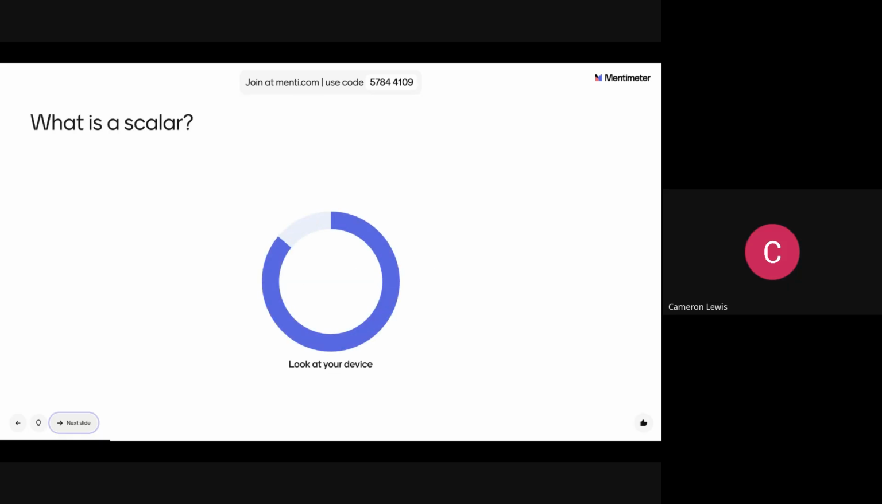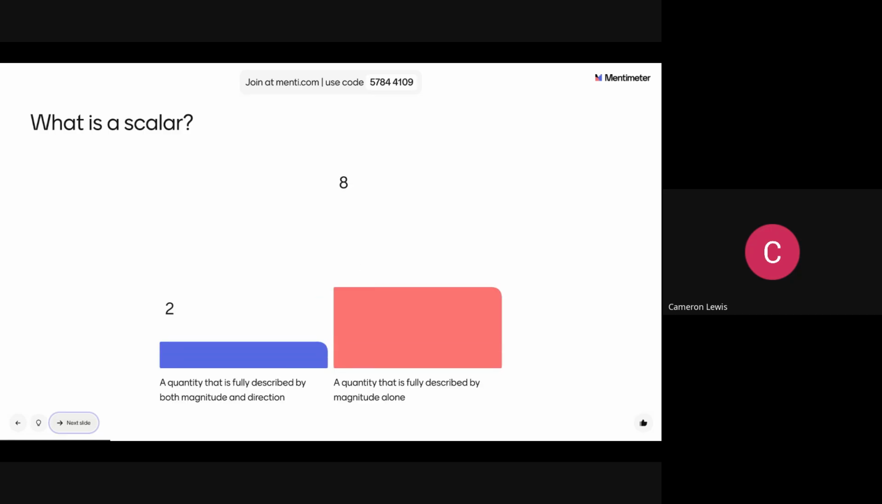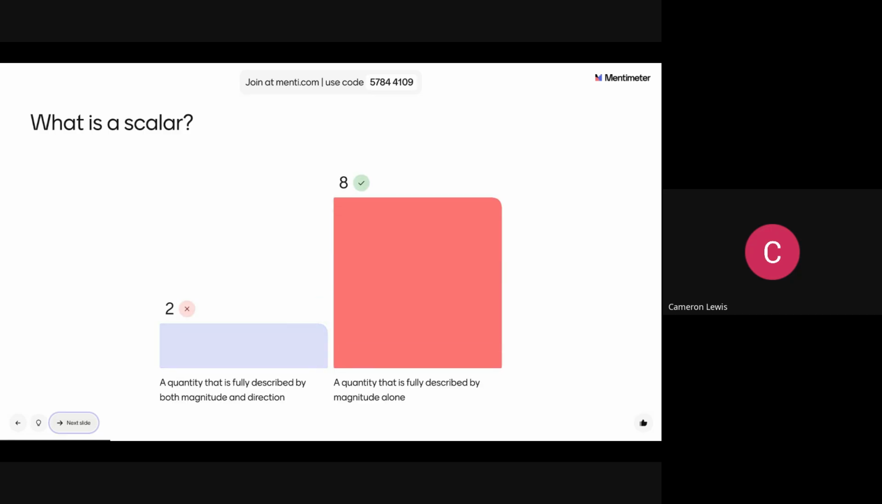So the questions are going to come up on your phone or whatever device you're using, and just pick the right answer or answer you feel is best. So what is a scalar? A quantity that's fully described by both magnitude and direction, or a quantity that's fully described by magnitude alone. So a scalar is a quantity that's defined by magnitude alone.